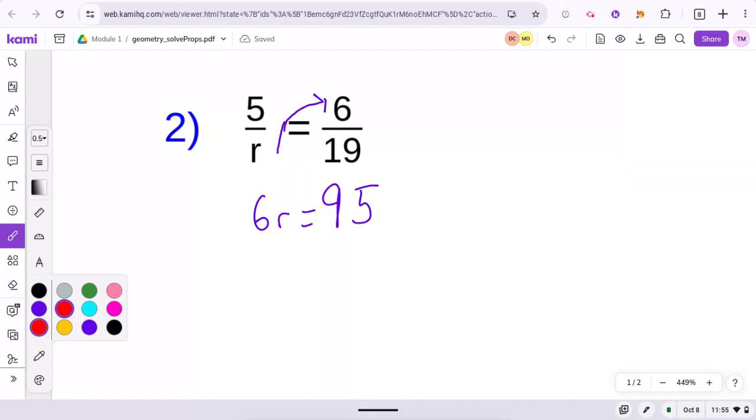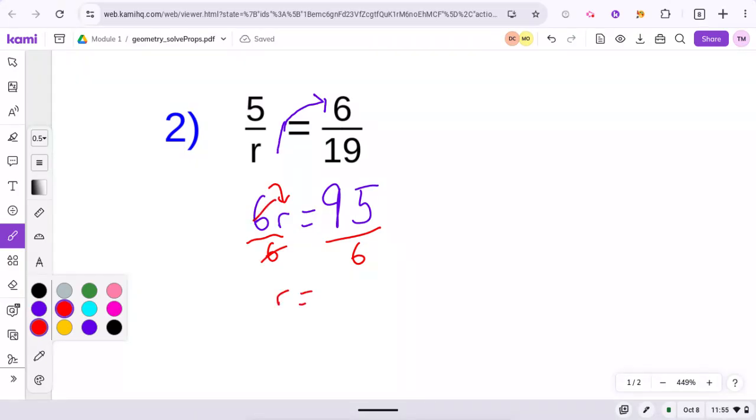Next up, remember, you want to do the opposite operation. This is 6 times R, so you do the opposite of 6 times R. You would divide by 6 on the left, and you would divide by 6 on the right. So you would take in your calculator 95 divided by 6. Make sure you put the 95 first. You'd cancel out these 6's.